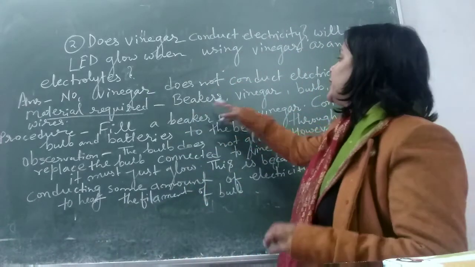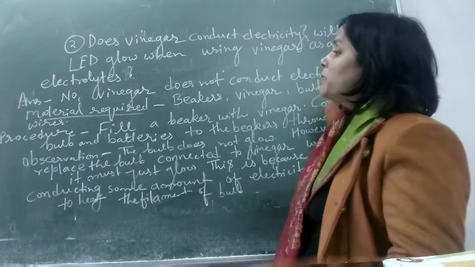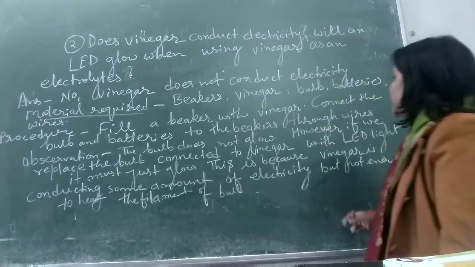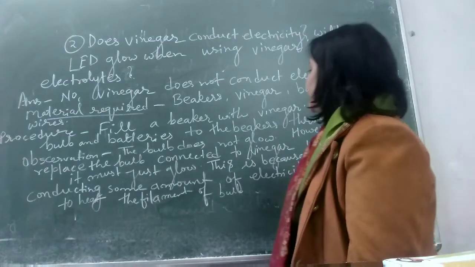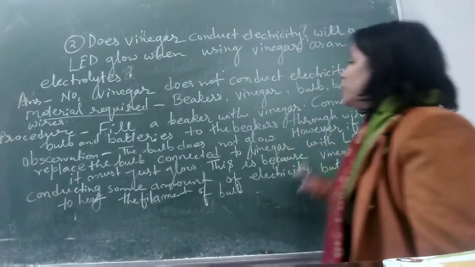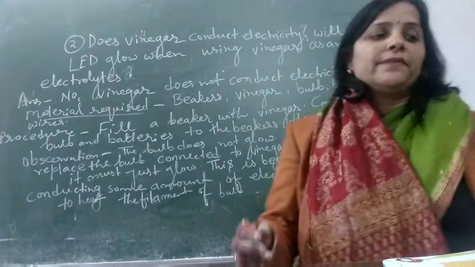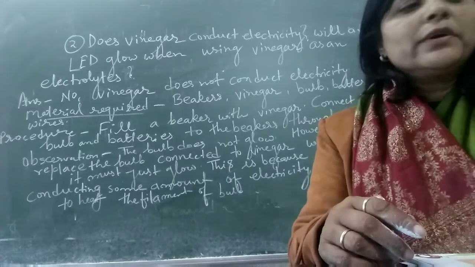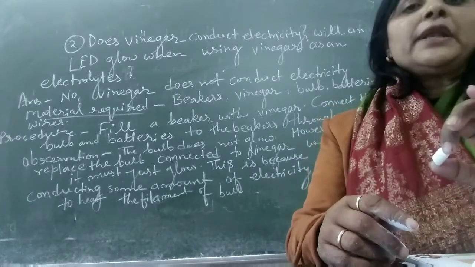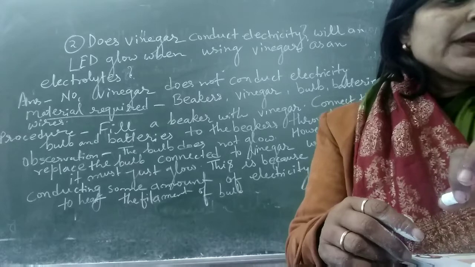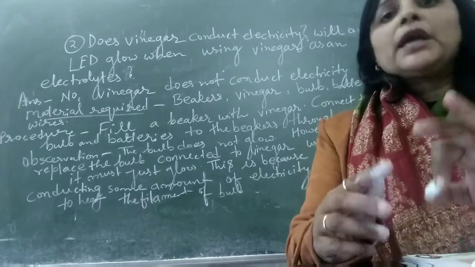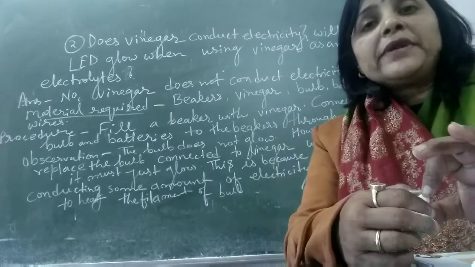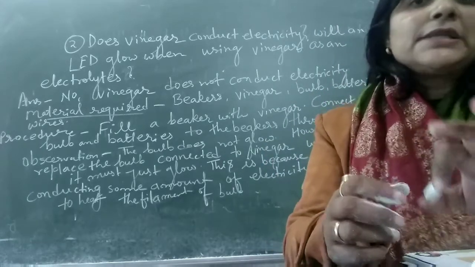The materials required: vinegar, bulb, batteries, wire. Procedure: fill a beaker with vinegar, and connect the bulb and battery to the beaker through wire. Now your observation: the bulb does not glow. However, if we replace the bulb connected to vinegar with an LED light, then the LED light does glow.